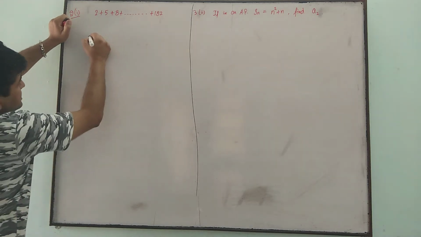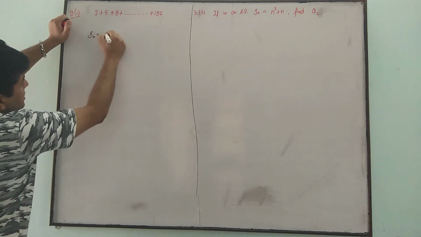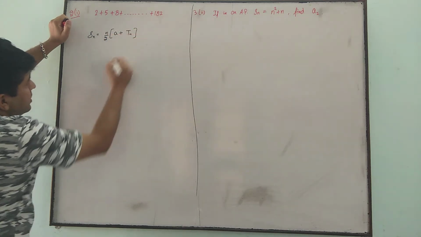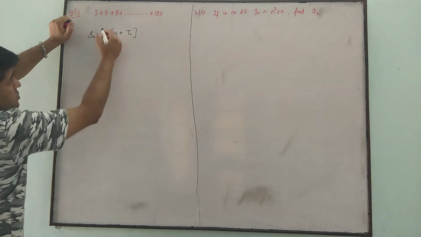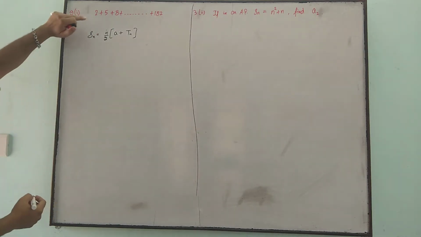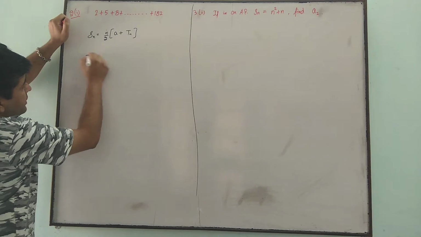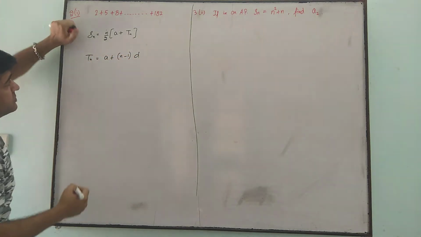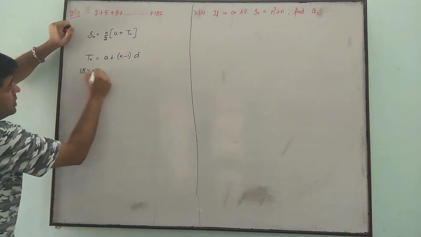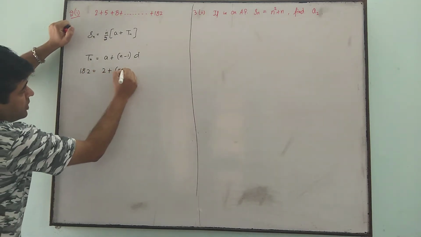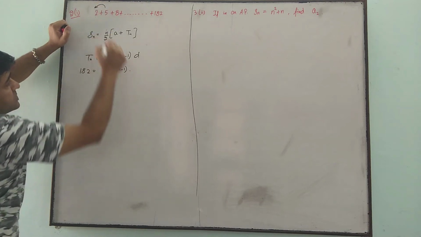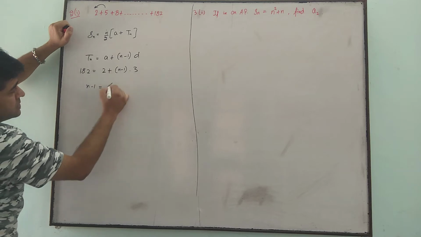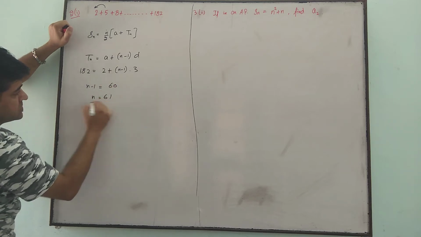So Sn is n by 2 times first term plus last term. But to use this formula, we must know the value of n. So to find n, first we'll use Tn, that is a plus n minus 1 d. Tn given is 182, a is 2, and d is 5 minus 2, that is 3. So n minus 1 is 60. We got n is equal to 61.